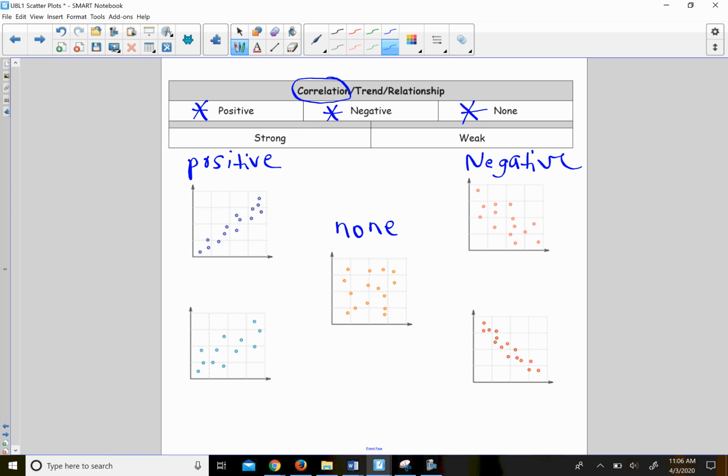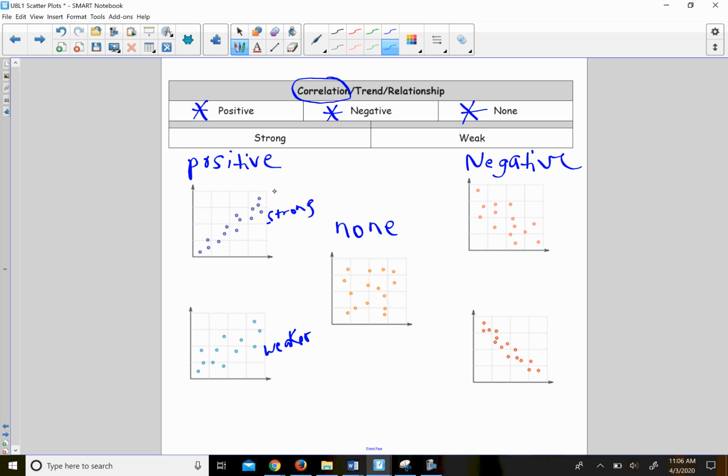So now that we've talked about positive, negative, and none, let's go back to when we talked about strong versus weak. Back on the positive side, you notice how these points are closer together than these ones, but they're both considered positive. This has a stronger relationship or correlation. I would say a strong positive connection here because the points are scattered, but they're close together. These points are farther apart. They're not as close together, so this would be a weaker correlation, but they're both positive.